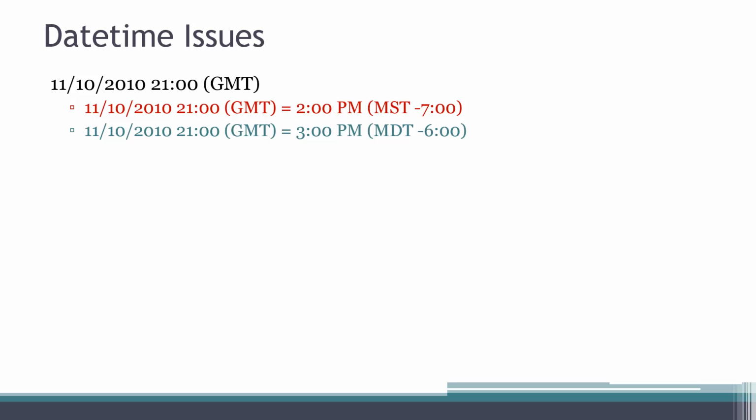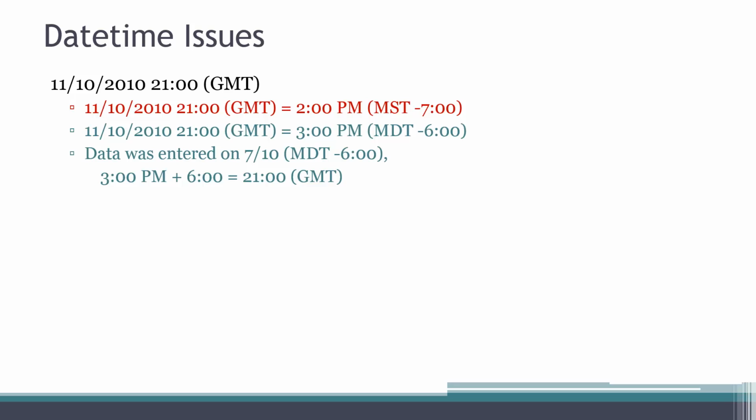Well, maybe. Let me add in another piece of information. What if the data for November 10th, 2010 was entered on July 10th? Now, on July 10th, we would have been in daylight savings time, where we would have been at -6 hours GMT. So if the time we had tried to store was 3 p.m., we went ahead and added 6 hours because we were at -6 to make it GMT, and then we stored 11/10/2010, 2100, because 3 p.m. plus 6 hours is 9 p.m. 9 p.m. is 2100 hours, so that would be the 2100 GMT.